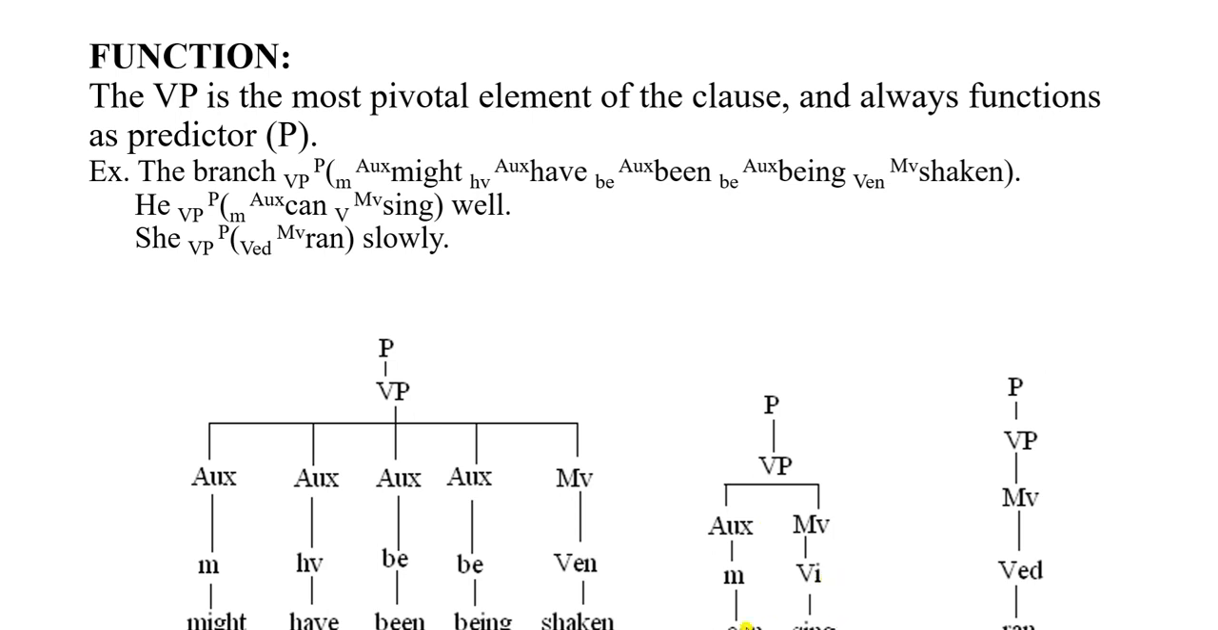So in this sentence, here you may not be able to see can and sing. So this modal stands for can, this VI stands for sing. So it is main verb and this is an auxiliary, so VP again functioning as predicator, and in this phrase, this is the second past form, she ran. So that's why it is shown as VED form, which functions as main verb of the VP, which functions in turn as predicator.